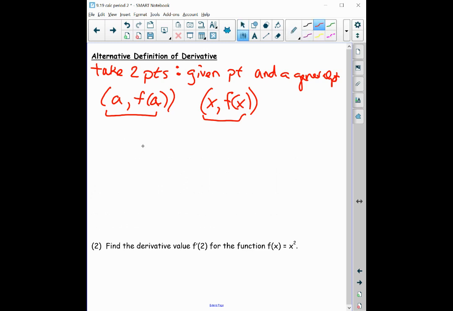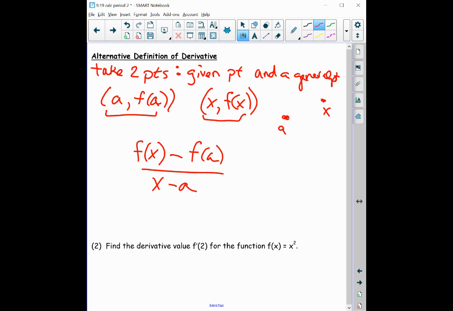And what I'm going to do is find the slope between those 2 points. So I have my point a and another point x. Okay, so the slope between those points would be f of x minus f of a over x minus a. Now, in order to get it to be instantaneous, what we want is really the slope between a point and itself.